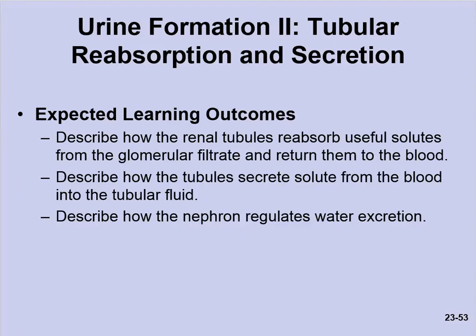In this section, we're going to look at urine formation again, but concentrate more in the tubular regions on reabsorption and secretion. Our outcomes are to describe how the renal tubules reabsorb useful solutes from the glomerular filtrate and then return them to the blood, to describe how the tubules secrete solute from the blood into the tubular fluid, and to describe how the nephron regulates water excretion.